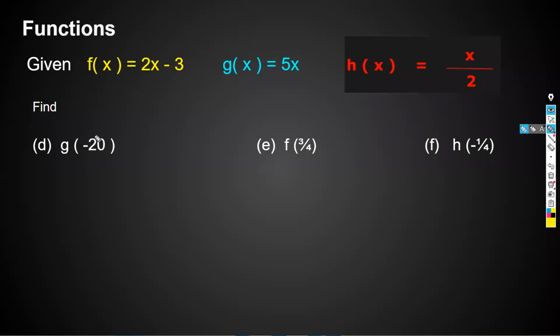Right. So the first one deals with the letter G. You're going to take minus 20 and put it into G, because that's the letter that you're referring to. So G is up here as usual. G of minus 20. Go on, replace this X here with minus 20. How many people got minus 100 for part D? Super easy. I don't think that was a troublemaker of any sort.